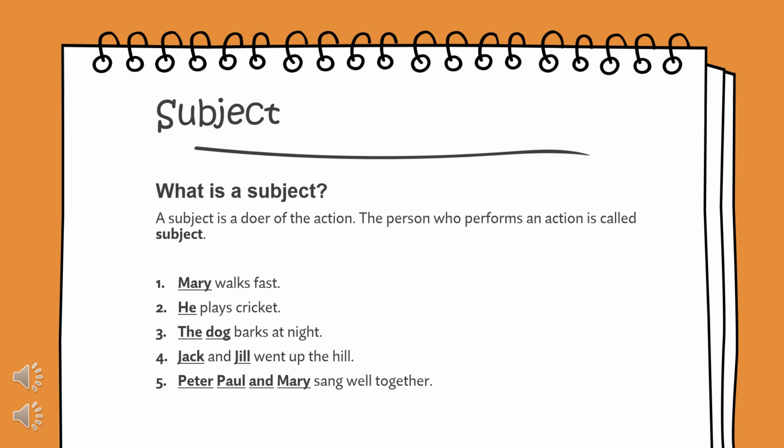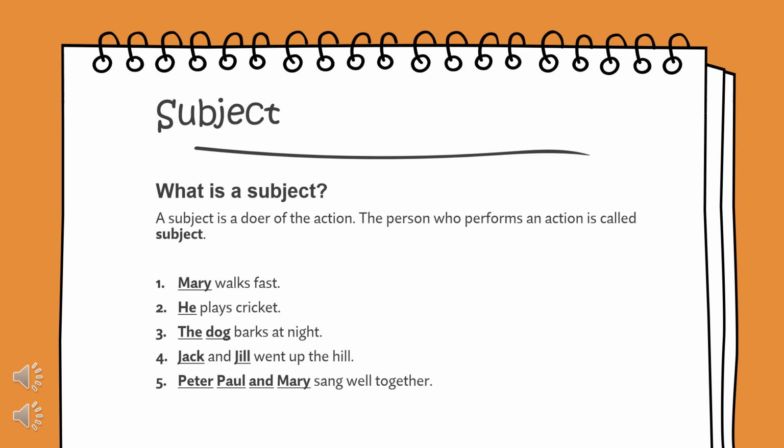Jack and Jill went up the hill. Who went up the hill? Jack and Jill. So, in this sentence, who is the subject? Jack and Jill. Peter, Paul, and Mary sang well together. Who sang well together? Peter, Paul, and Mary. These are the subject of the sentence.